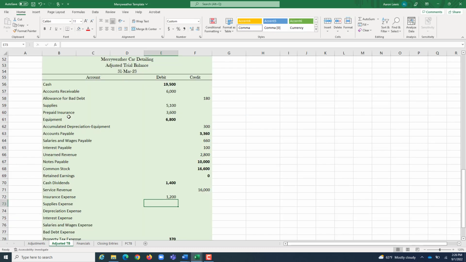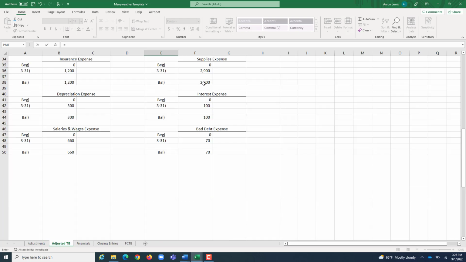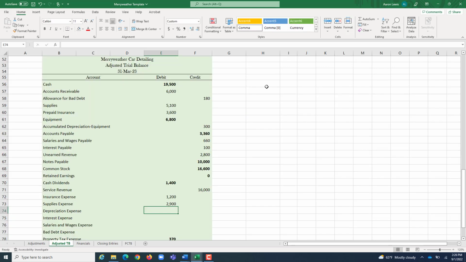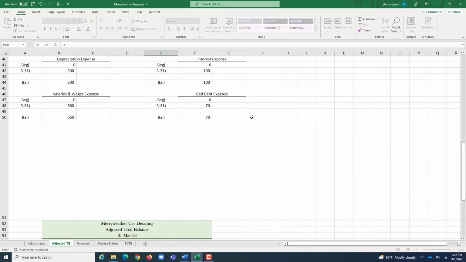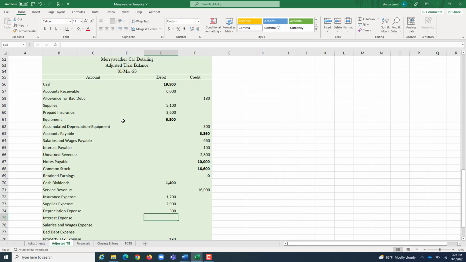Next up, we have supplies expense. I'm going to go grab that, hit equals, scroll up till I find it. That balance is $2,900 for that account. We have depreciation expense up next. I'm going to hit equals, go up and find that account. That account has a balance of $300. Click on that, bring it on down.